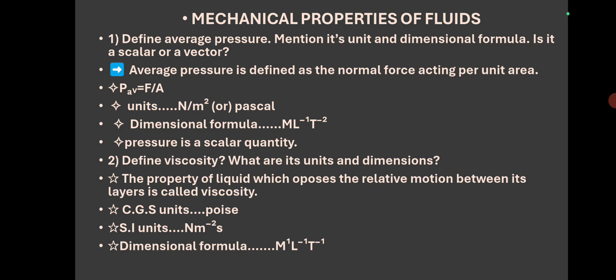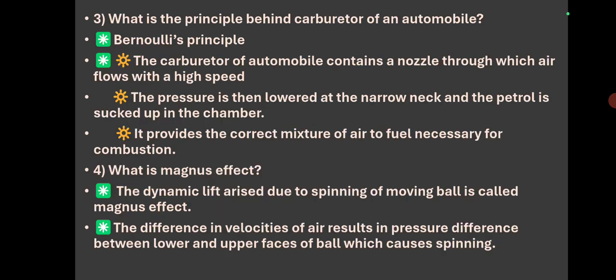Define viscosity, units and dimensions. Viscosity means that property which opposes the relative motion between the layers of liquid, that we call viscosity. Units are CGS, poise; SI, Newton meter^-2 seconds. Dimensional formula ML^-1 T^-1.